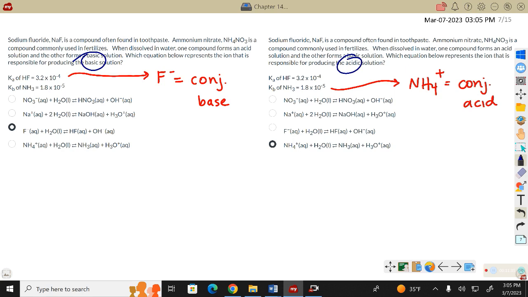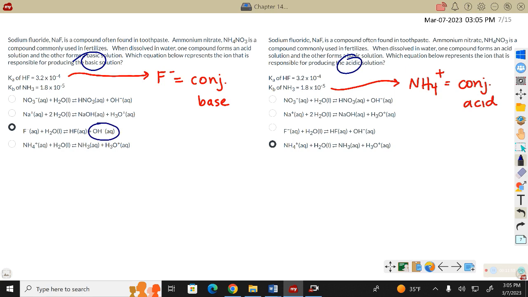That's why HF is a weak acid. So I want an equation that shows that fluorine ion, that negative fluorine ion, being attracted to hydrogen from water to form HF, my weak acid. And what's most responsible for making this a base is the hydroxide.